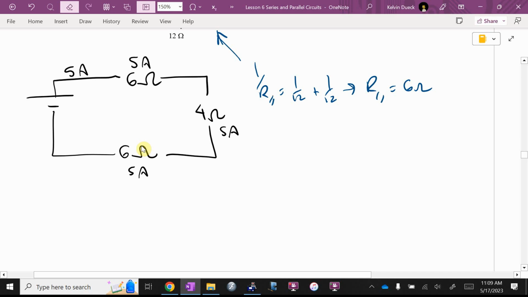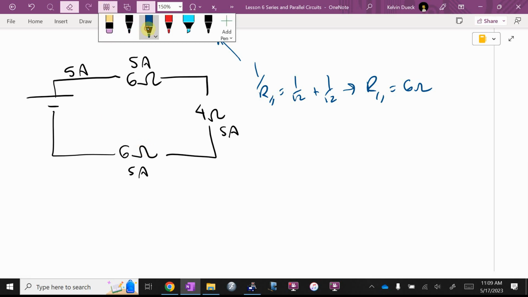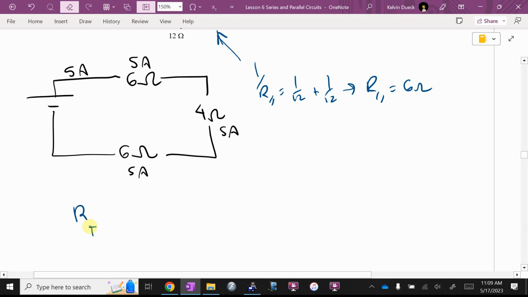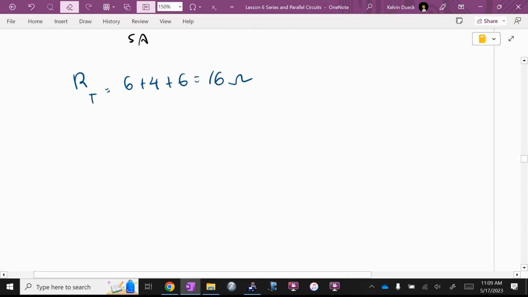How do I combine resistors in series? Don't need to go 1 over. What do I just do? Add them up. Okay, so R total is 6 plus 4 plus 6. In fact, this circuit is the same as mystery battery and a 16 ohm resistor. But Ella, how many amps are going through that 16 ohm resistor?